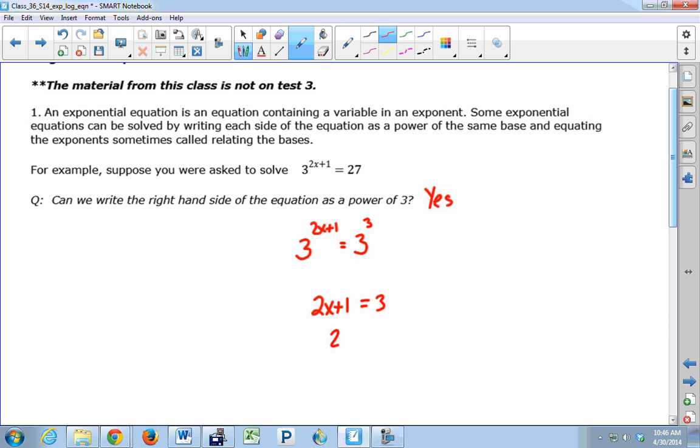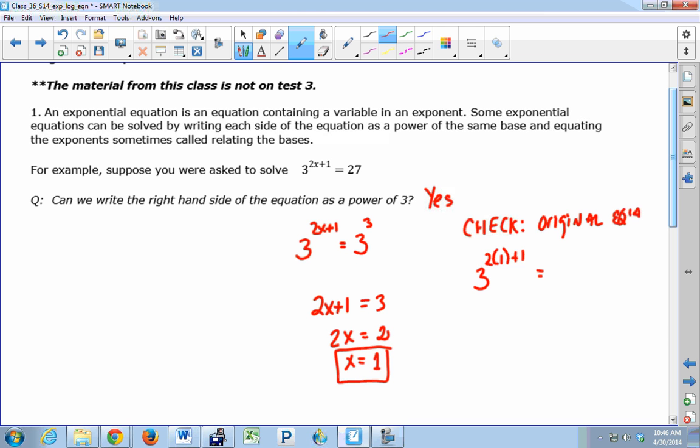So here, 2x equals 2, x equals 1. And you're a happy camper, you're all done. You can always check. Always go back to your original equation and substitute your solution in for x and see if it's true. So 3 to the 2x plus 1 is supposed to equal 27. This is what we're checking. 3 cubed equals 27. You're a happy camper.